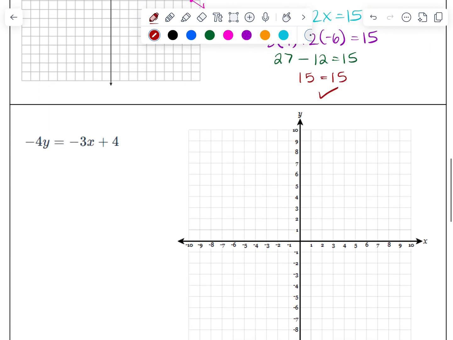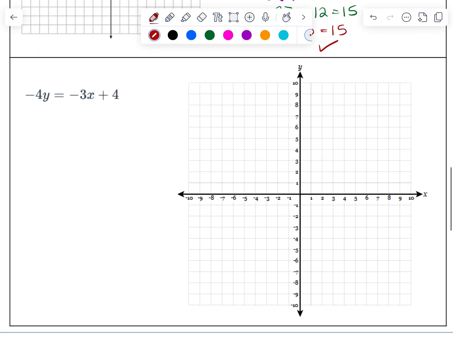All right, let's take a look at another example here. This does not have the correct form, so I want to make it in the correct form. I'm going to divide every piece by that -4. These will cancel. I'm left with y equals. Now I've got a negative over a negative. That is a positive, so I'm going to have positive 3/4 x. Then 4 over -4 is a -1, so that is going to be my b value. So my slope is 3 over 4, and my y-intercept is -1.